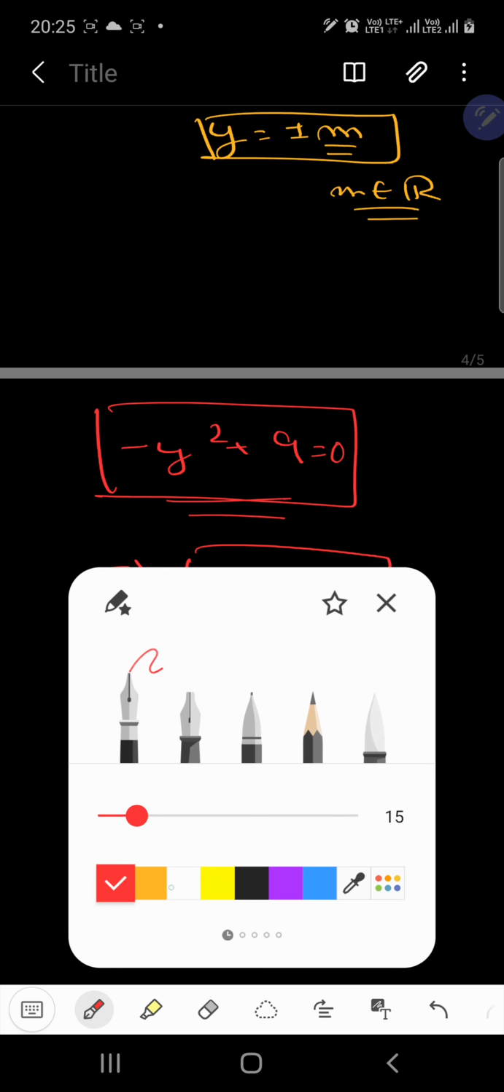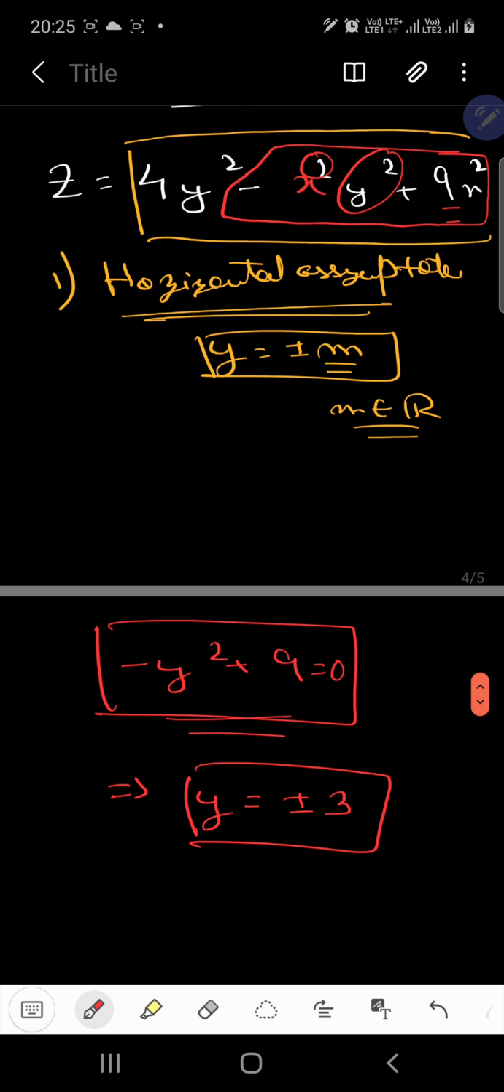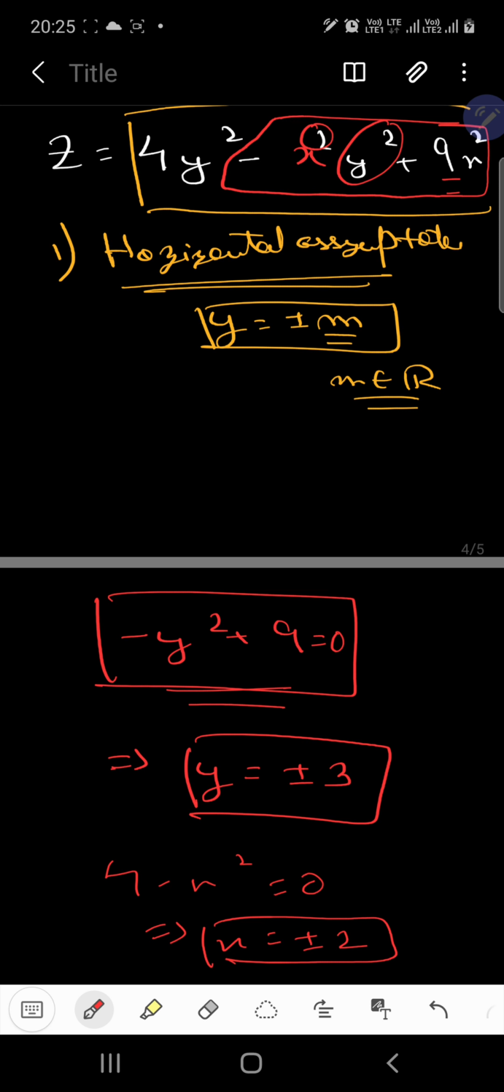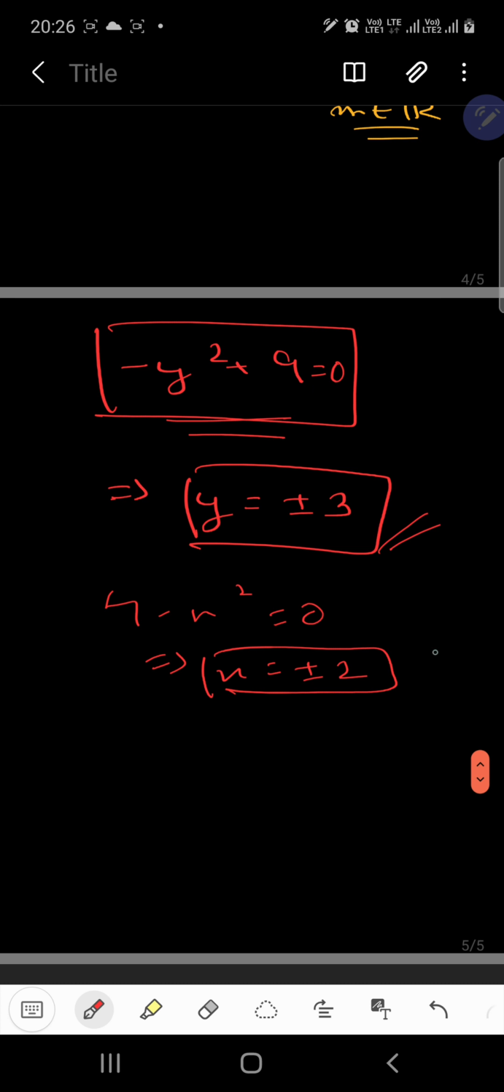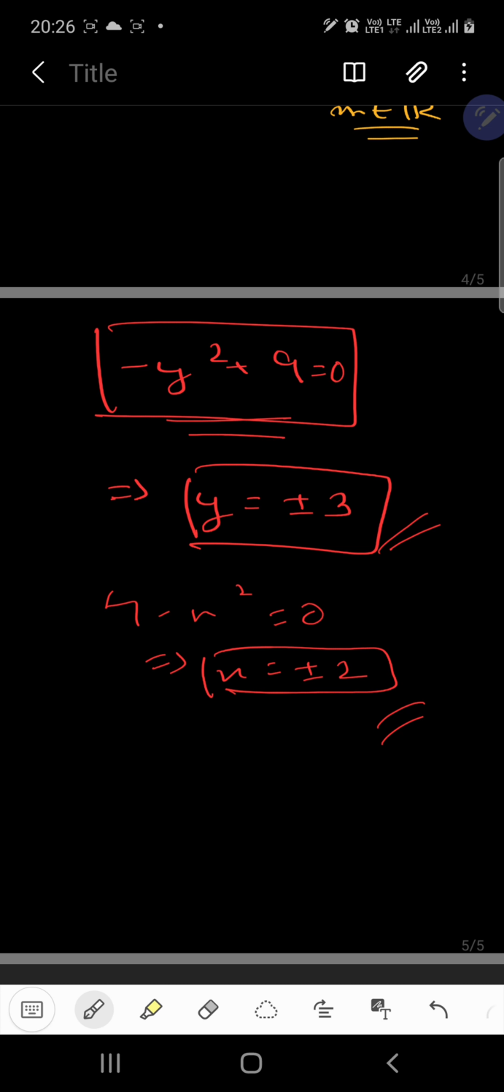Similarly, if you need to find the equation of the vertical asymptote, you just do the reverse of this. You extract the coefficients of the highest power of y and equate that to 0. So we find from here that 4 minus x square equals 0. From here you can say that x equals plus minus 2, and this is the equation of the other rectangular asymptote, which is your vertical asymptote. Okay, so this is pretty understandable, right? That is how we can find the equations of the rectangular asymptotes.